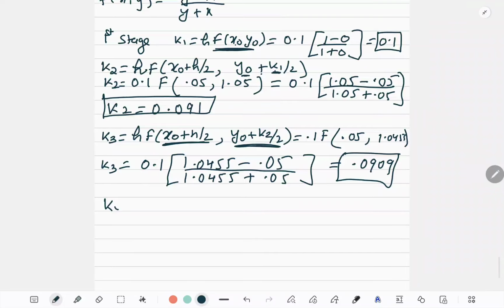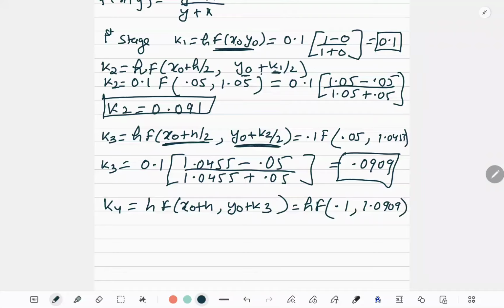Now K4 value will be equal to h f of x0 plus h, comma y0 plus K3. Right? So this will be equal to h f of x0 plus h, so 0.1, comma y0 plus k3, so 1.0909. Correct?